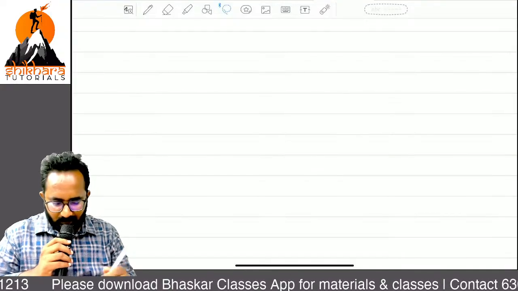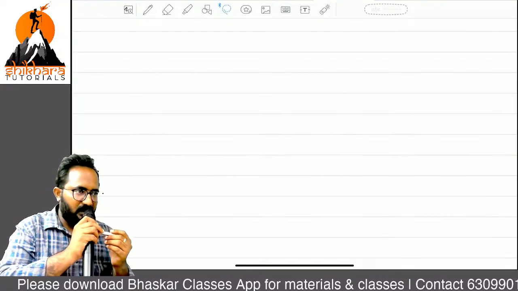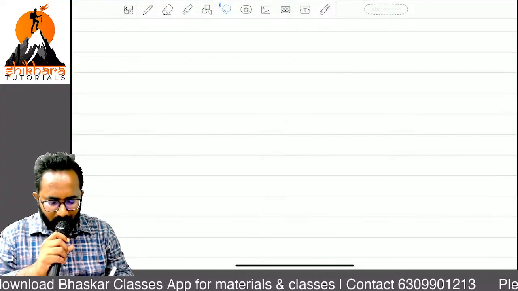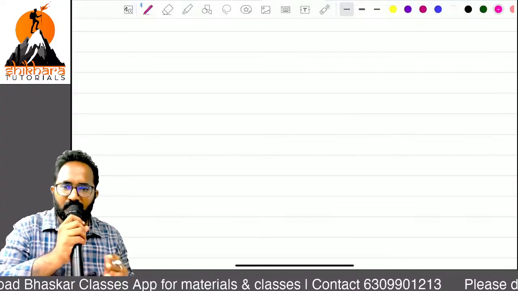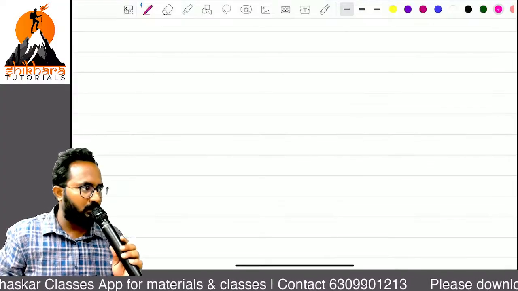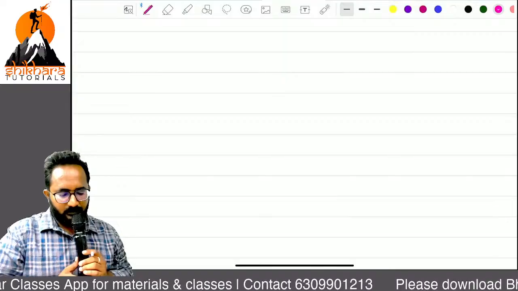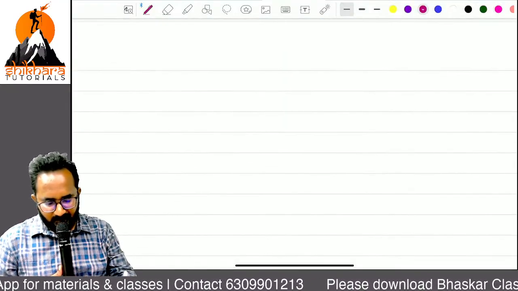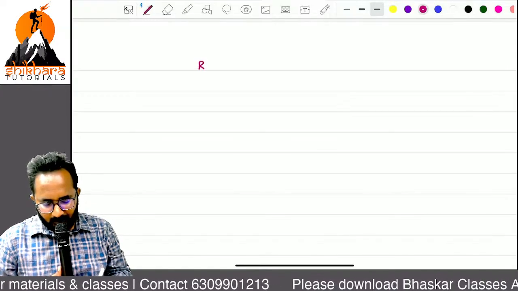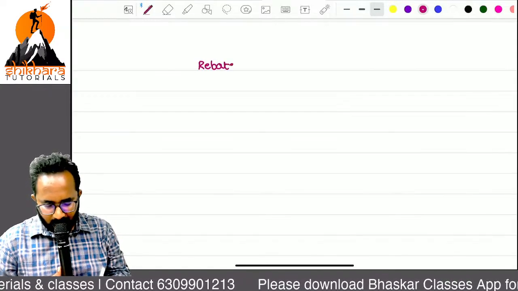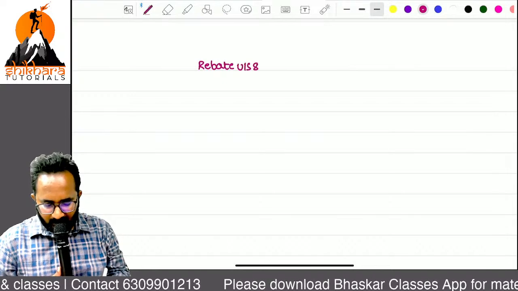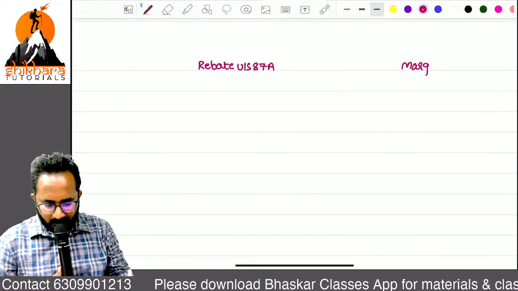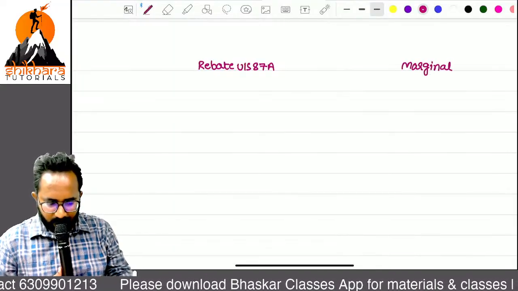So I think yesterday the last concept we did was marginal relief, but once again we can go through that marginal relief concept and complete the remaining problems from the workbook also. First of all, I want to know again the differences between the rebate under section 87A and, next, one more important concept in this chapter, marginal relief.